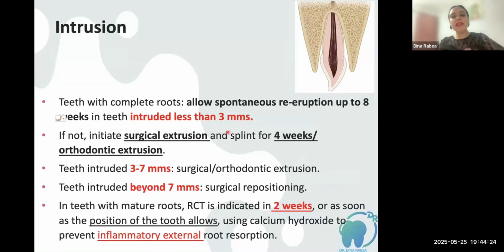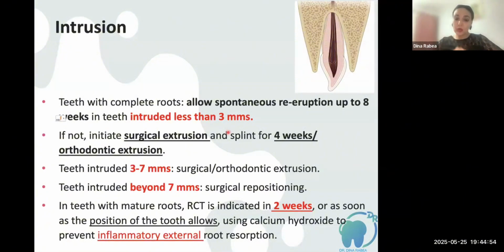In teeth with complete roots, we allow spontaneous re-eruption, but not independent of the degree of intrusion, as I mentioned earlier. This time we have to see how intruded the tooth is, and we can measure that given the contralateral tooth. For example, if we are talking about the right central incisor, we have to measure how intruded it is with respect to the left central incisor. If it is intruded less than 3 millimeters, we still have hope.